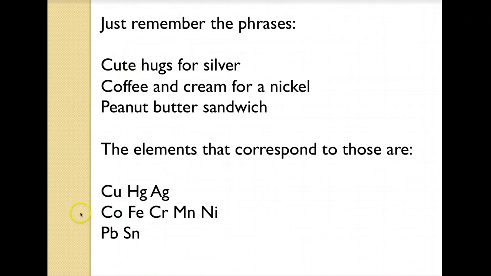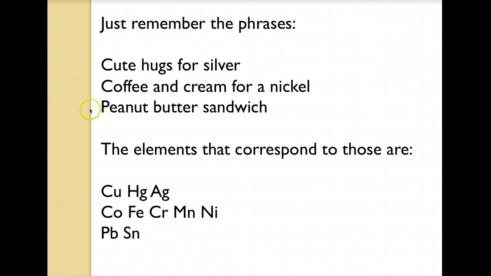Okay, the next phrase is coffee and cream for a nickel. And here are the symbols for that: Co, Fe, Cr, Mn, Ni, and it kind of looks like coffee and cream for a nickel, but that's cobalt, iron, chromium, manganese, and nickel. Now don't get manganese mixed up with magnesium. Magnesium is on the left of the periodic table and it's Mg. Manganese is a transition metal and it's Mn.